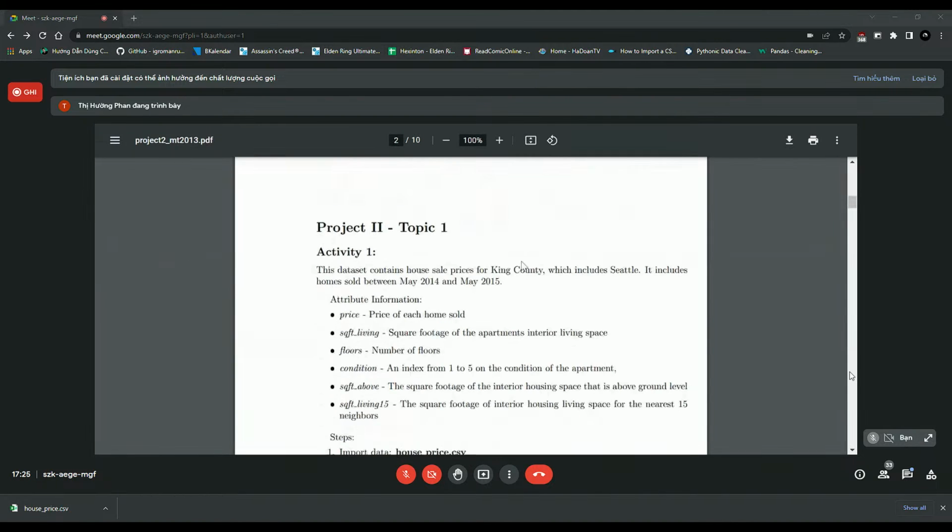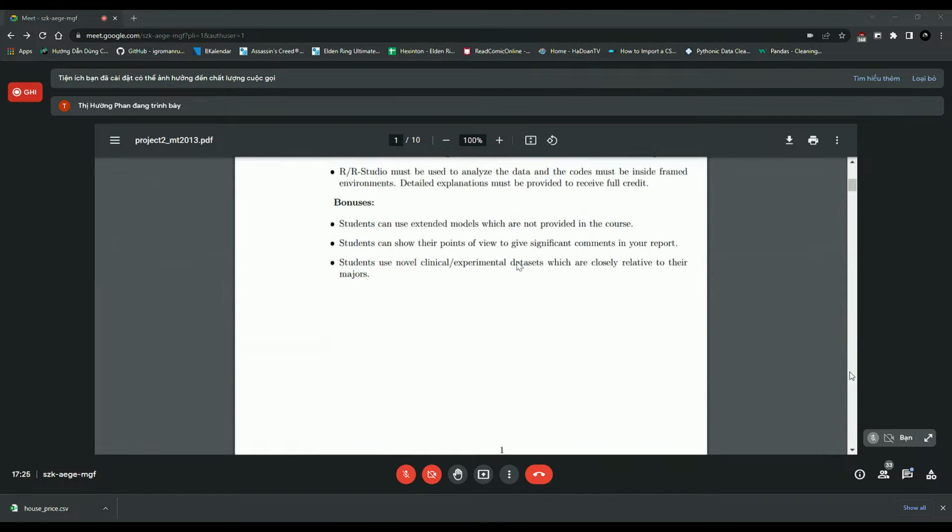In activity two, look at the bonus. Because you are free to choose any data set, of course you need to convince me why you chose the data set. The requirement is that you choose a data set which is close to your measure. So you need to show me why you chose this data set and how it is close to your measure. The more meaningful the data set, the better your score.